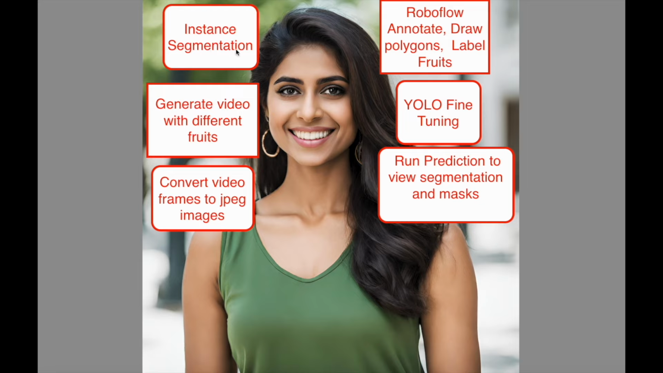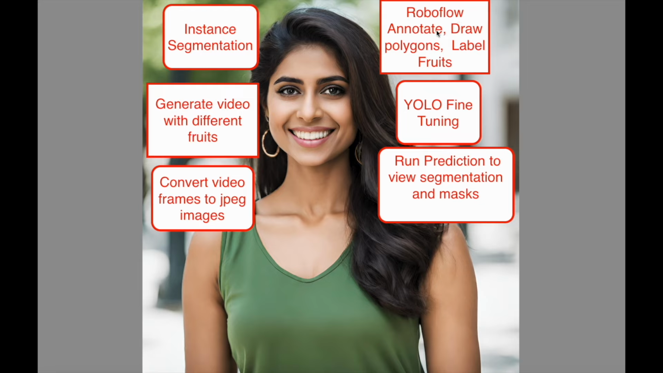Here are the steps for implementing the code. You can refer to the attached Jupyter Notebook for more details. The YOLO fine-tuning training works well on GPU, and this was done on Google Colab with a T4 GPU. Step 1. Generate video with different fruits. Step 2. Convert video frames to JPEG images. Step 3. Use Roboflow to upload and annotate the images.